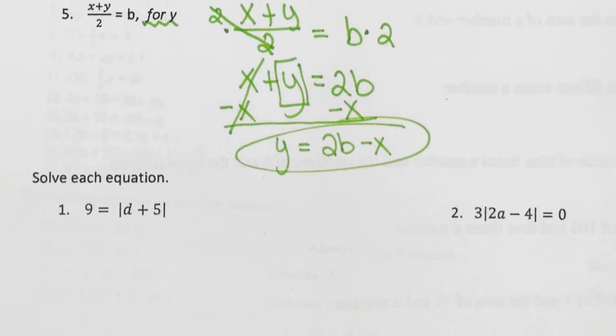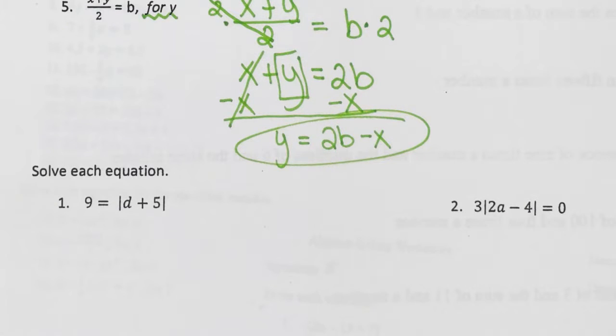All right, here we go. Let's look at number 1. Number 1 is, oh, that's different. How's that different? It's got absolute values, right?